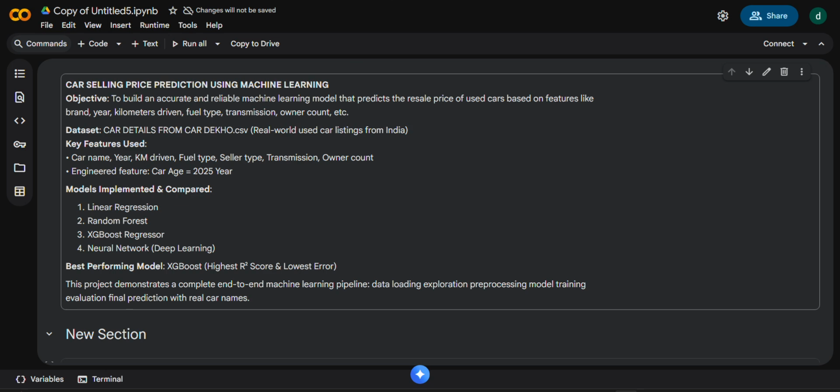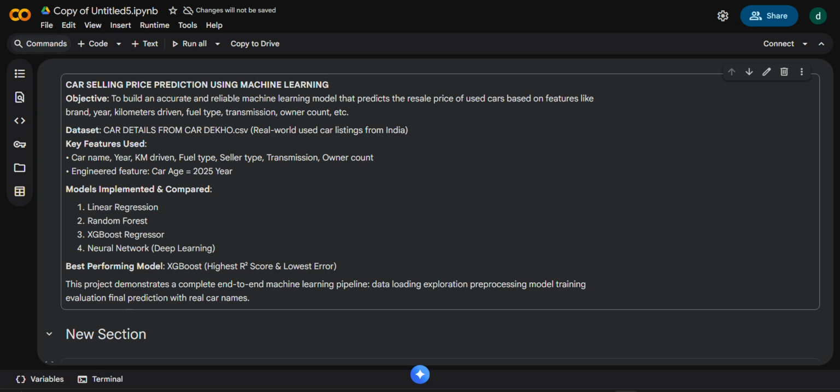My name is Dolly Sharma and today I will be explaining my project titled Car Selling Price Prediction using Machine Learning. The aim of this project is to build a model that accurately predicts the resale price of a used car based on various factors like manufacturing year, kilometers driven, fuel type, transmission, seller type, and number of owners.